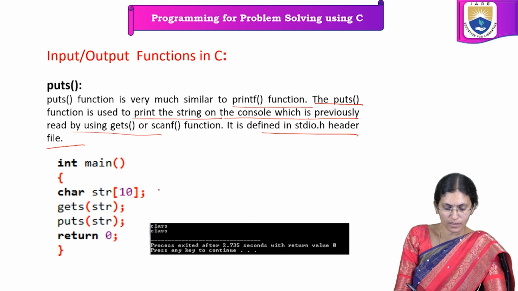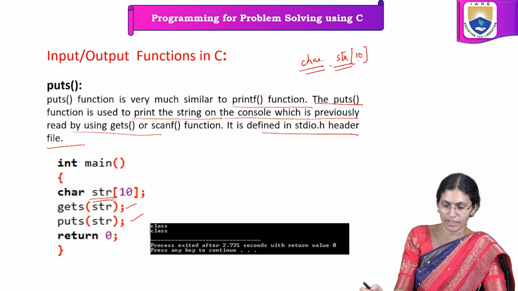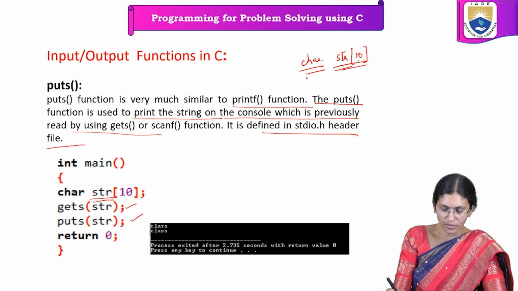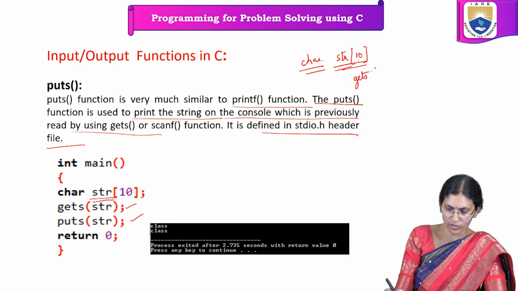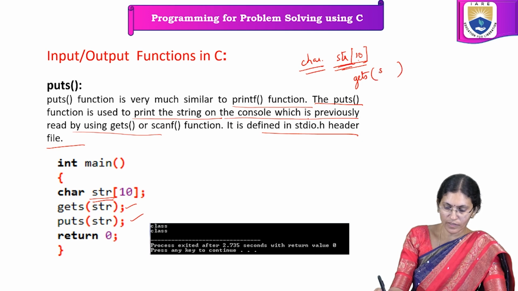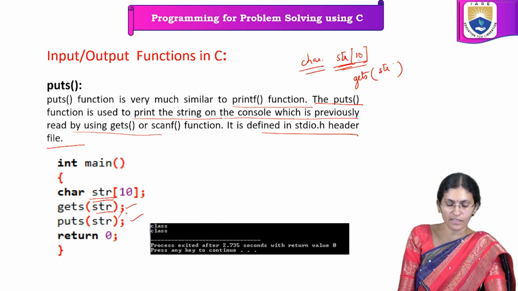So this is a program which makes use of the gets and puts functions. We have declared an array str. The name of the array is str and the maximum length of the array is 10. All the elements of this array belong to character data type, so it is nothing but a string. In order to read the string, we can make use of the gets function: gets and then the name of the array, str here, followed by a semicolon.